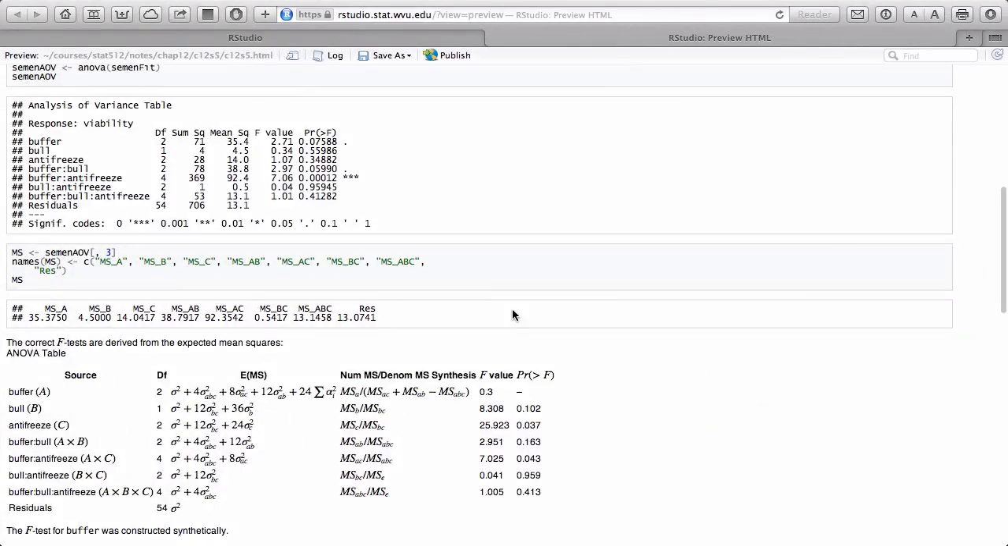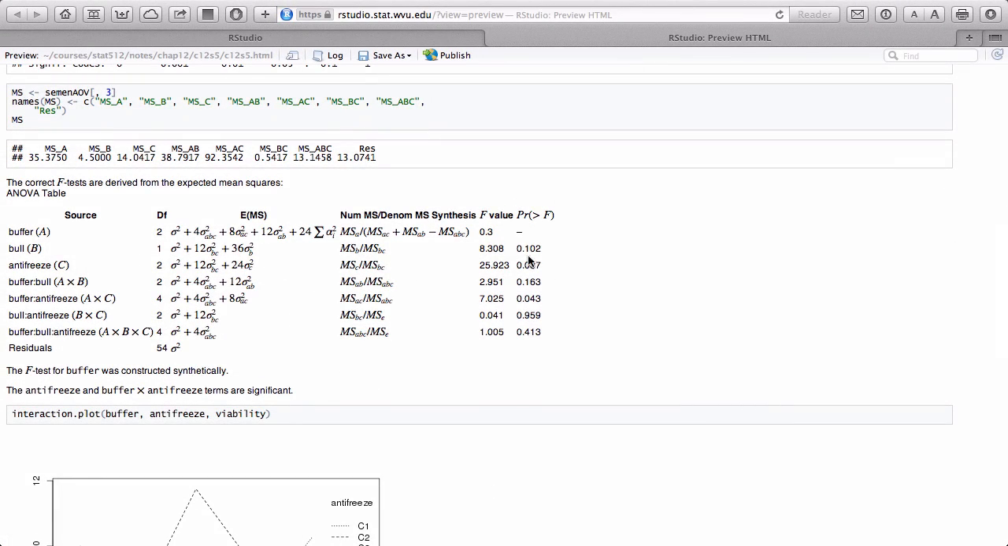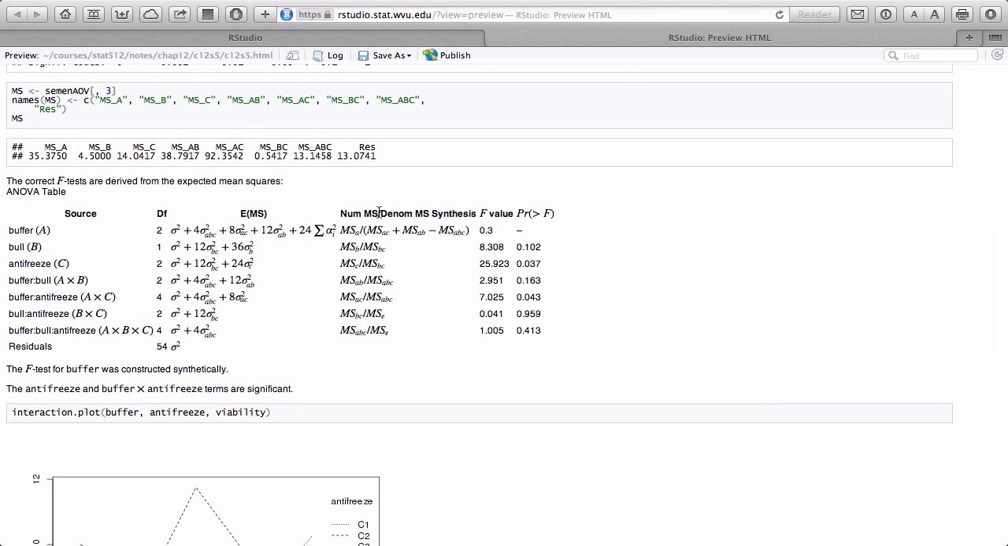But so we construct, what I did is I didn't actually give a test here, but I'll show you how it's done in JMP. And these tests are all okay. It's this one that's a problem. So I had to do a synthetic test here. So I have the numerator mean square divided by the denominator mean square synthesis. Now the only one that's a problem is the A effect.